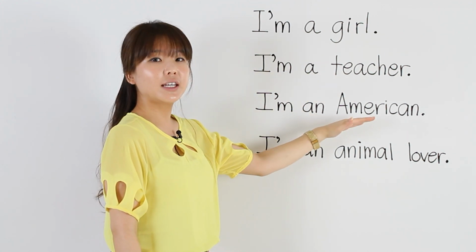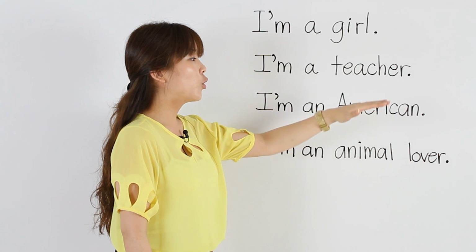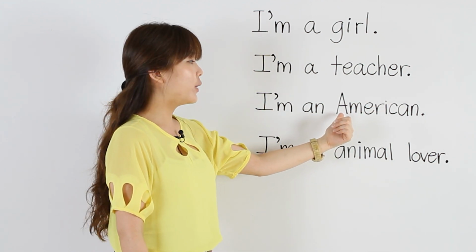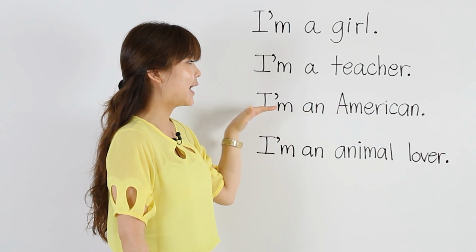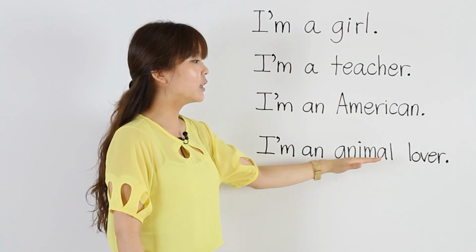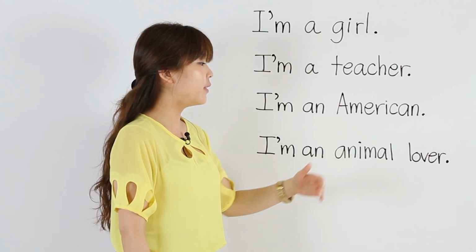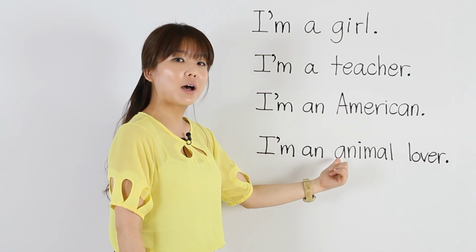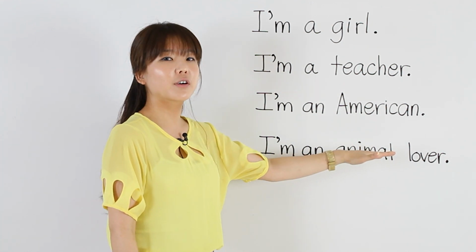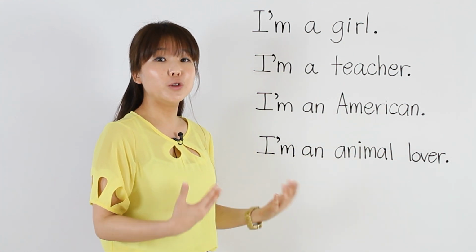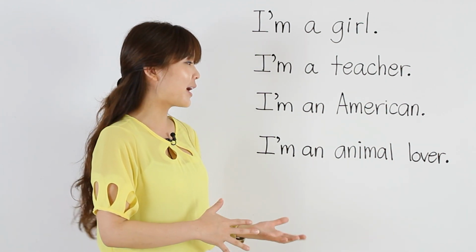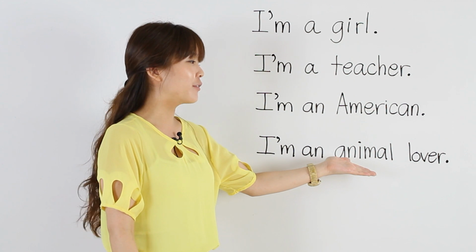I'm an American. Now, the word American starts with the vowel A, so we have to say an. I'm an American. And I'm an animal lover. Again, same thing. Animal starts with the vowel A, so we have to put an. I'm an animal lover. And that means someone who loves animals. I love dogs and cats and other animals, so I'm an animal lover.